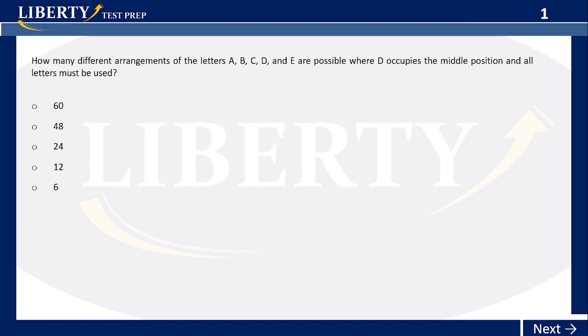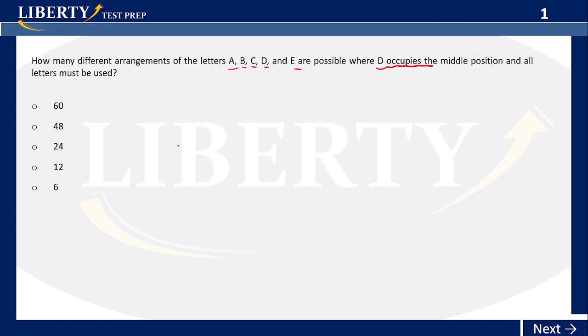Okay, so in this case, you have how many different arrangements of the letters A, B, C, D, and E are possible, where D occupies the middle position and all letters must be used. So let's say D occupies, so there's a condition here. If there were only 5 letters, like without any restrictions, your answer would be 5 factorial. But in this case, they are making a little difference. They are giving it a little different spin here. They are giving you a condition, a restriction.